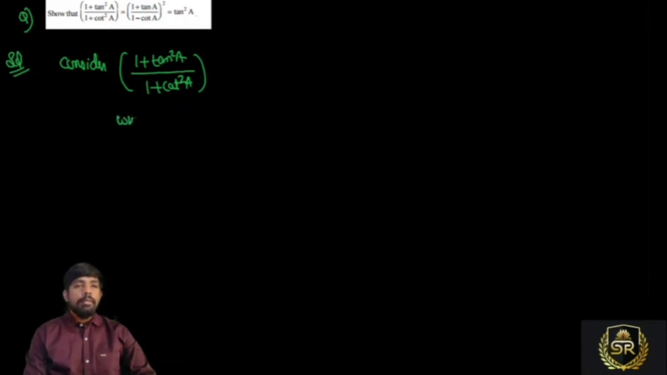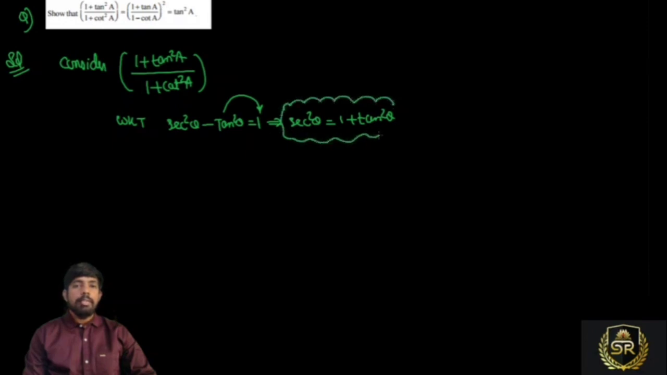Okay. So we know that secant square theta minus tan square theta is equals to 1, right? So if I bring this tan to the right hand side, we get secant square theta is equals to 1 plus tan square theta. That means in the place of 1 plus tan square we can write secant square. This is also a formula, right? From the identity we derived this.